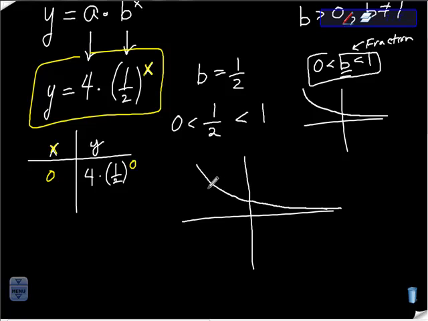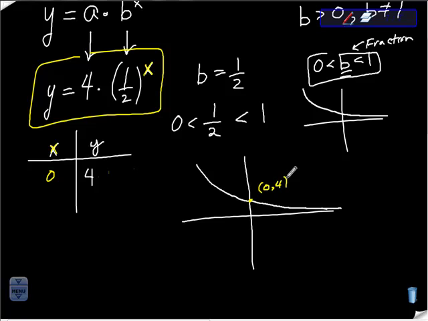Something really important to remember, that any number other than 0 raised to the 0 power is 1. So this thing is not 0, but it's raised to the 0 power. Therefore, its total value is 1. So I evaluate this exponent first, and I have 4 times 1. Well, 4 times 1 is just 4. Look at this. Free. I got the point (0, 4).